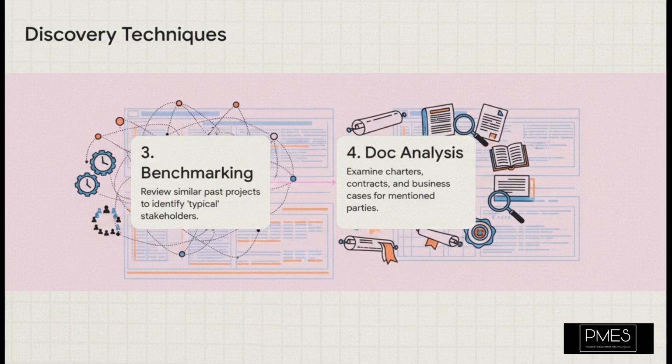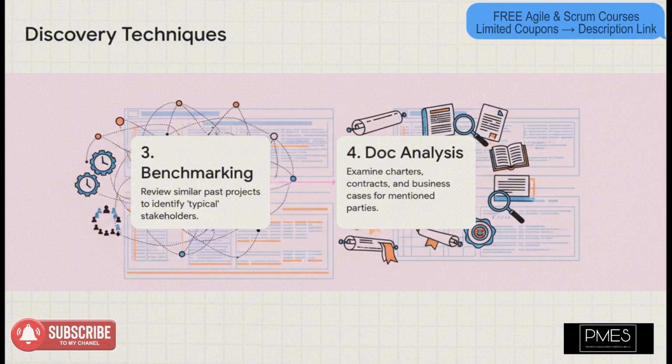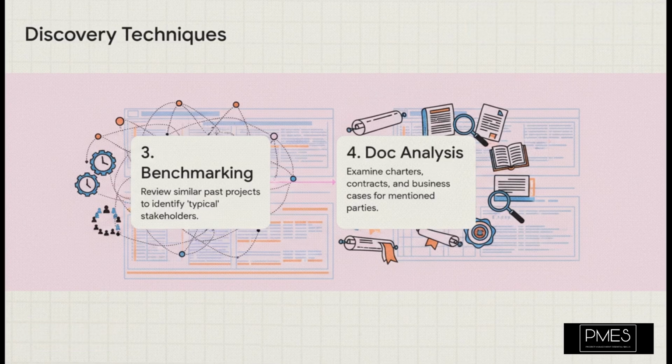Next, you can use benchmarking. Look at similar projects from the past. Who was involved? What lessons were learned? Then there's document analysis. I know, it sounds dry, but you've got to dig into the project charter, the contracts, the business case. All the clues are in there. When you put all this together, you don't end up with a list of guesses. You have a proper data-driven inventory of your stakeholders.